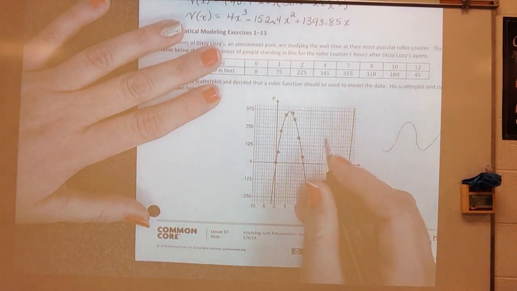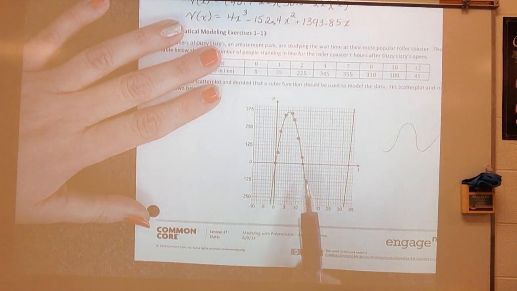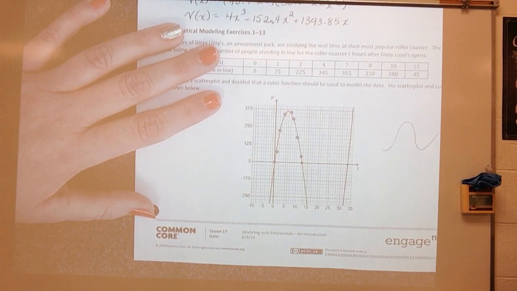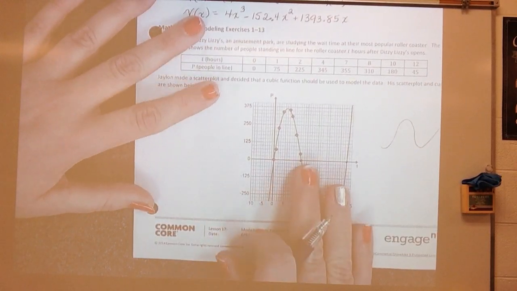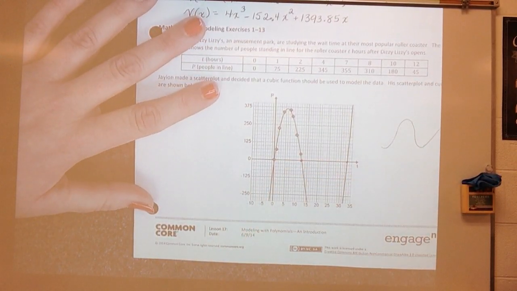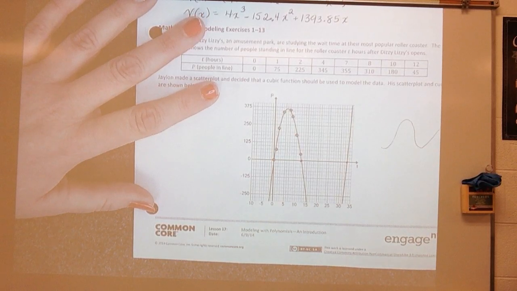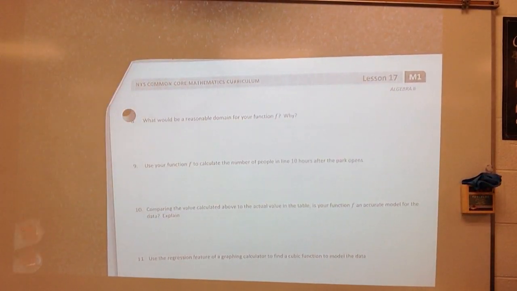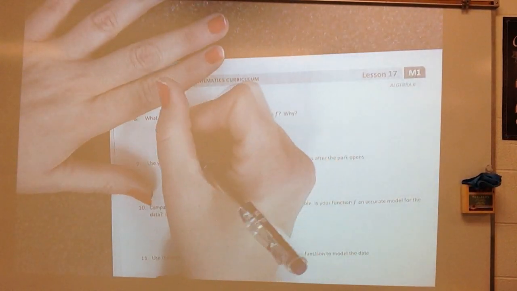Then, look what happens here. What happens at what we said at 12 and a half hours? There's nobody waiting in line. So that probably means that the park has closed. So would it make sense to keep going? Well, if the park's closed, nobody's going to be in line. It says we have a negative amount of people waiting in line. That doesn't make any sense. So our domain would be like this.